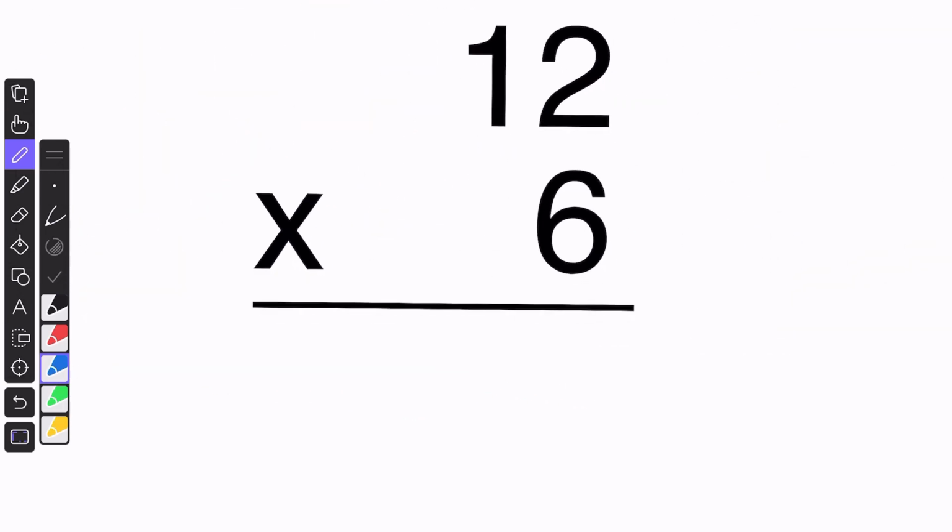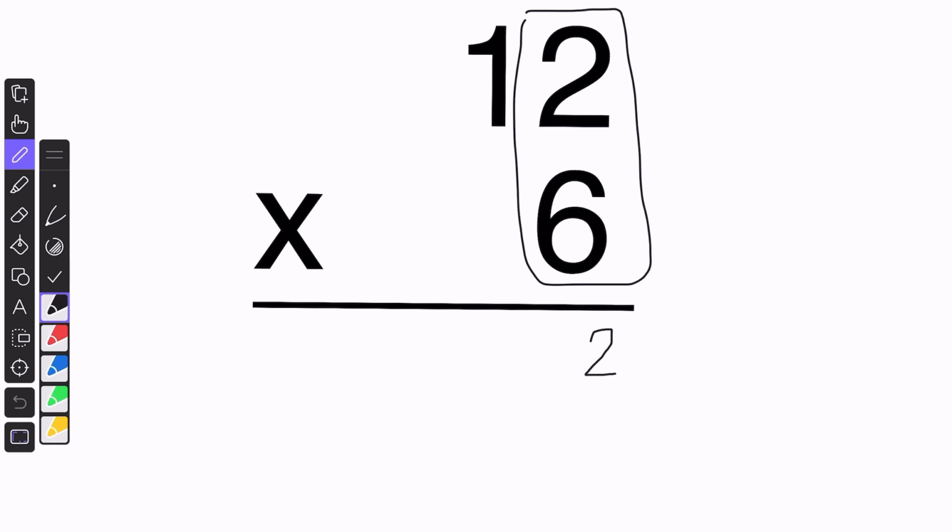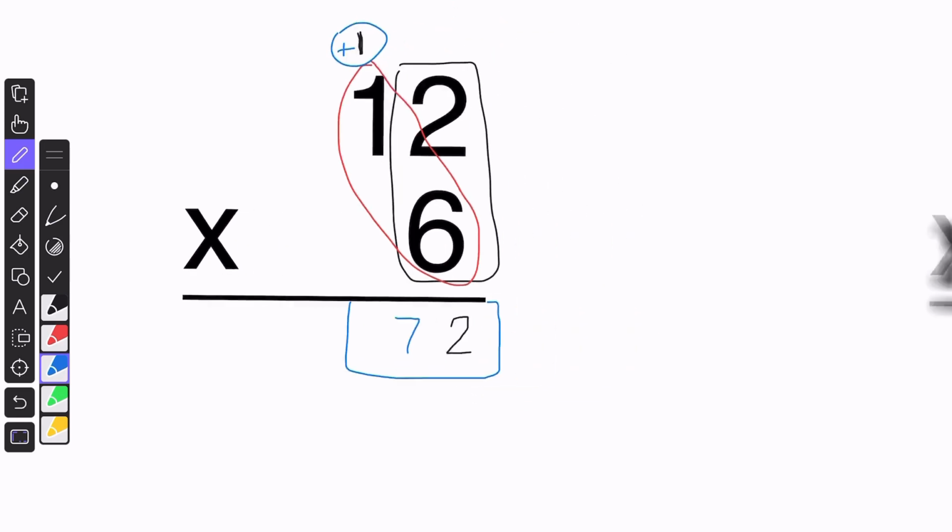Let's move on to this one. Step 1. 2 times 6 is 12. We're going to put the 1's digit on the bottom right there, and we're going to put the 1 up here. We're going to do 6 times 1, which is 6, plus this one up here is going to be 7. So 72 is our answer.